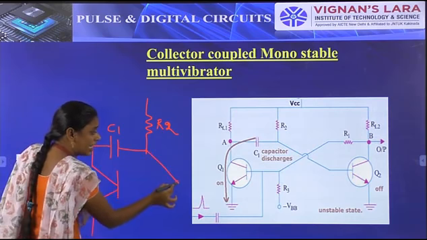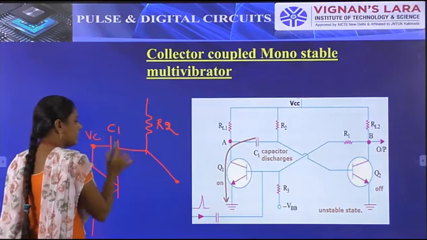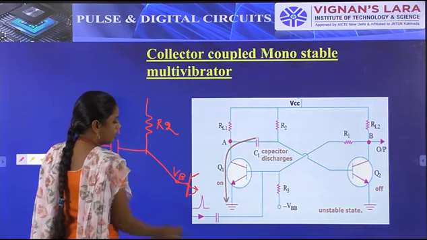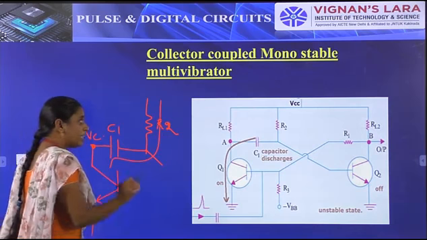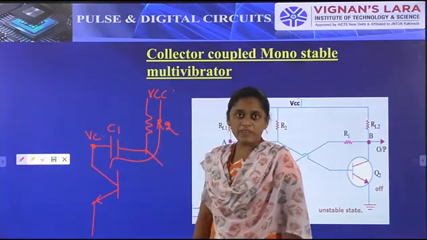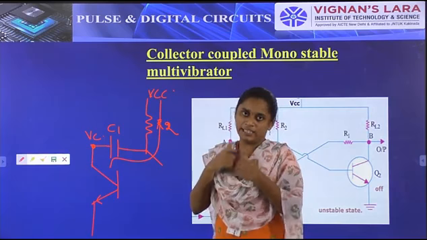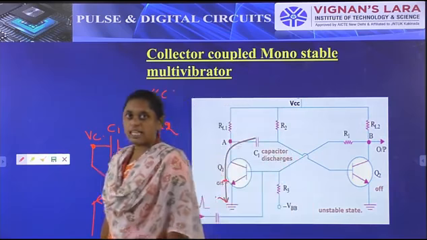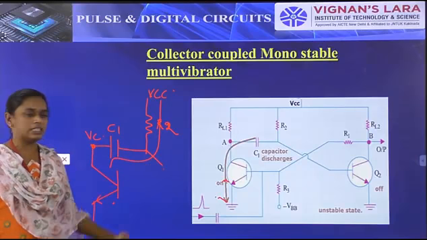One terminal of the capacitor is connected to VC, and the other terminal is connected to VB. VB is connected to transistor Q2. So generally, the discharging path will be this one. What is meant by discharging of a capacitor? Simply, when the capacitor starts discharging, it releases its voltage. When it starts discharging, the voltage at VB starts increasing. One terminal is connected to VCC, and the other terminal is connected to VB.